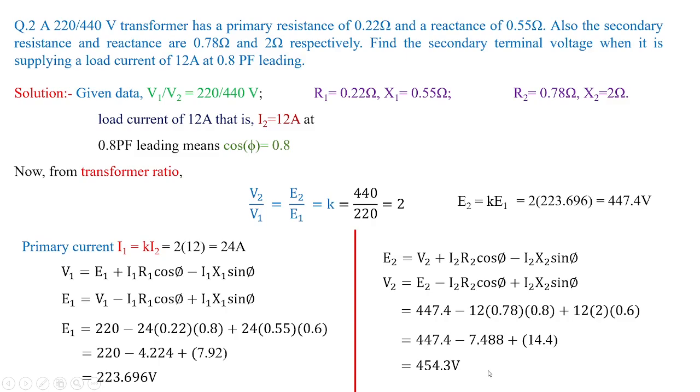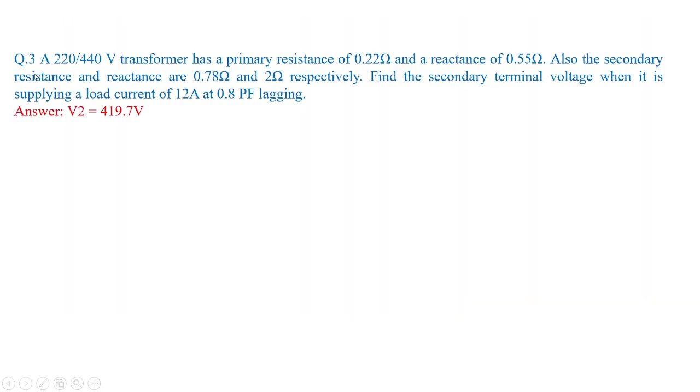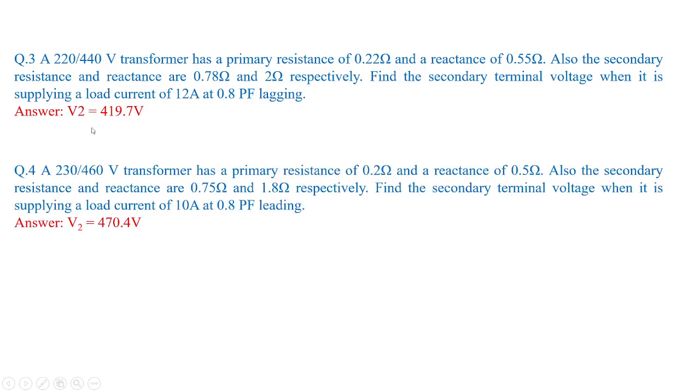Now you can make a chart or a column, and based upon the input and output terminals of real and reactive components, you can estimate the voltage and current relations. And similarly, I have framed question 3 and question 4, for which the terminal voltages are obtained to be 419.7 volts and 470.4 volts.